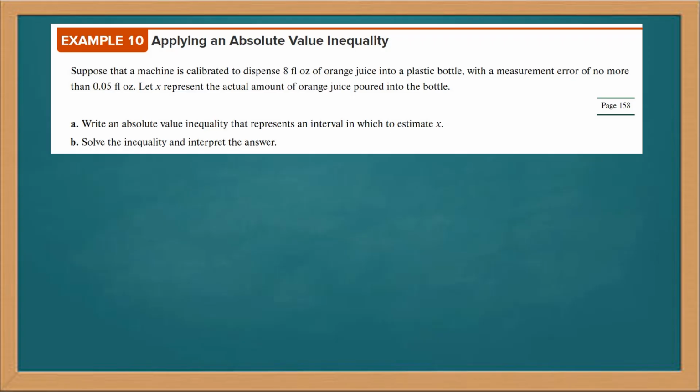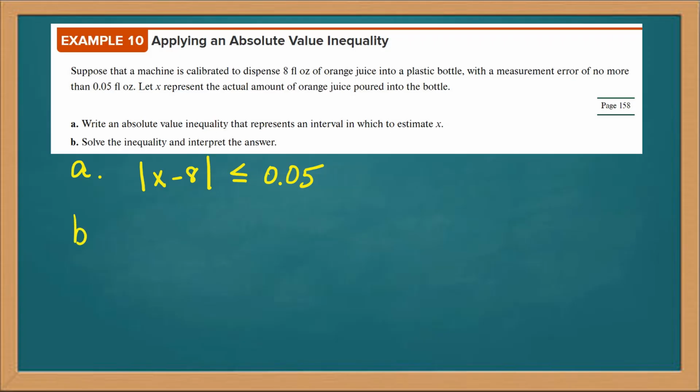So first of all, it says write an absolute value inequality that represents an interval in which to estimate x. So you have the absolute value of x minus 8 needs to be less than or equal to 0.05. So what that's saying is the difference between 8 fluid ounces and what actually gets poured into that bottle, because that's what X is, has to be less than or equal to 0.05. It could be 0.05 ounces less than 8 or more than 8.